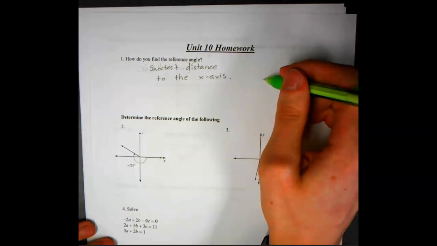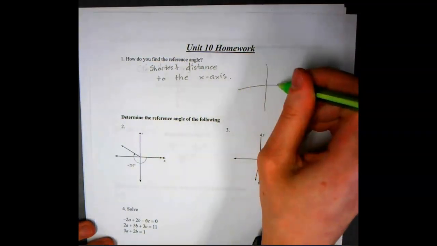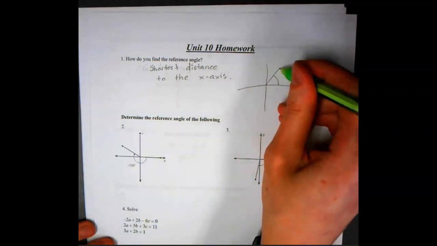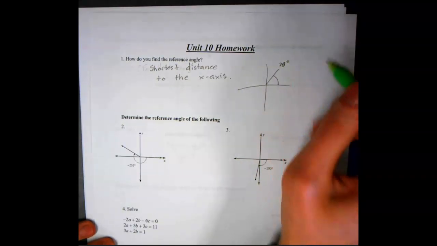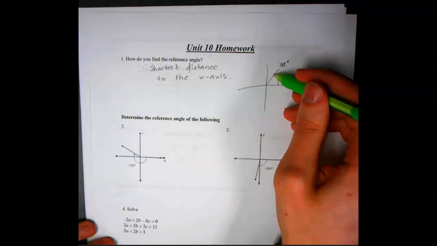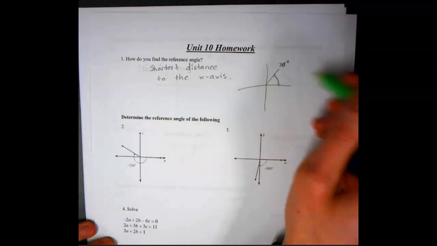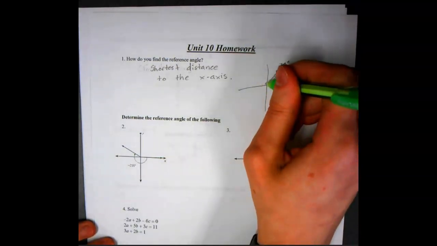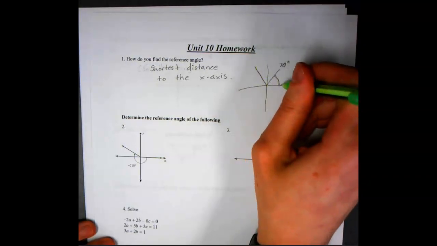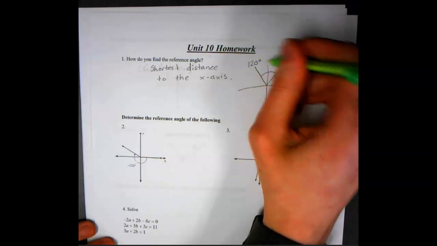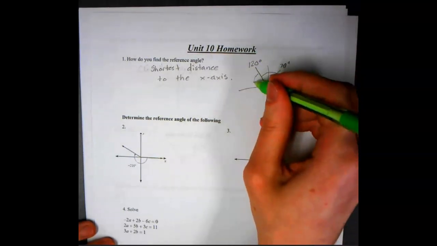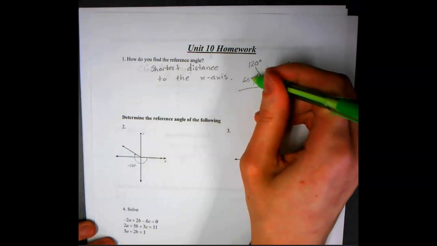So if we had something like this, and we had our angle, and we'll just say this is 70 degrees, well, the shortest distance to the x-axis is 70 degrees. If we had another angle, and we'll say this one is 120 degrees, well, the shortest distance would be right here, and that would be 60 degrees.